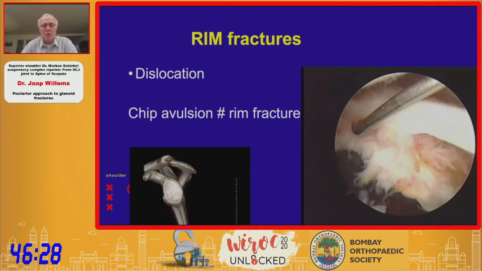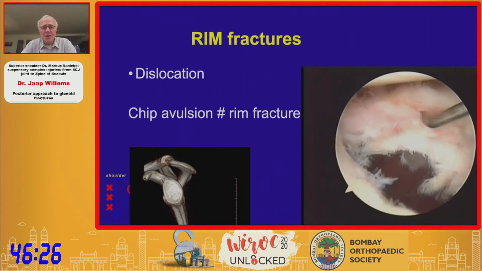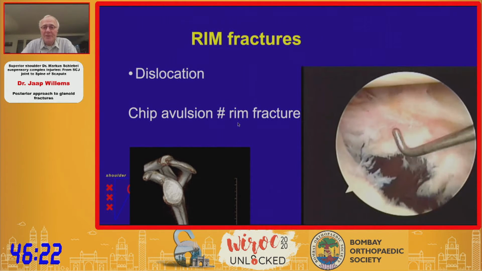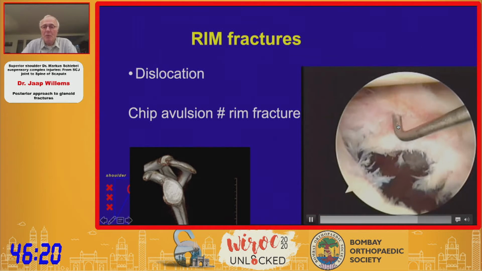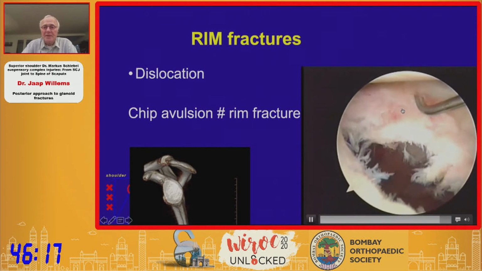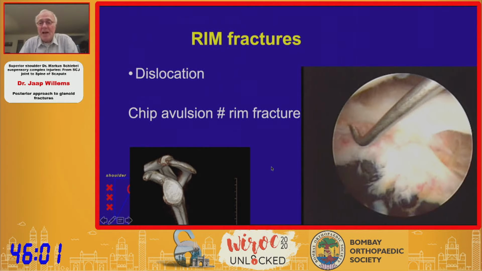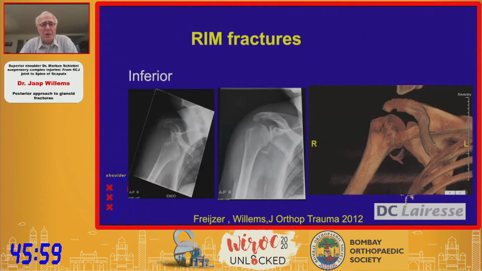And you should distinguish a chip avulsion, which is present in nearly all labral detachments, where there is a small piece of bone always at about the 4 or the 8 o'clock position. That is where the labrum is very strongly attached to the bone and a piece of bone is detached. But that is different from the rim fracture or the glenoid fracture. Here is a small one, but there are bigger ones leading to the same size of glenoid fractures as Marcus just showed. Well, inferior is very rare.